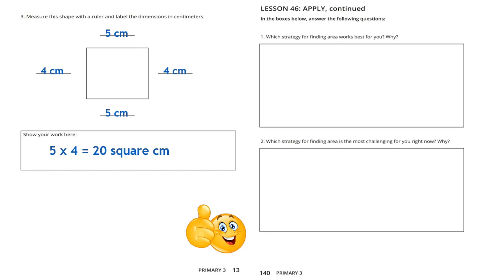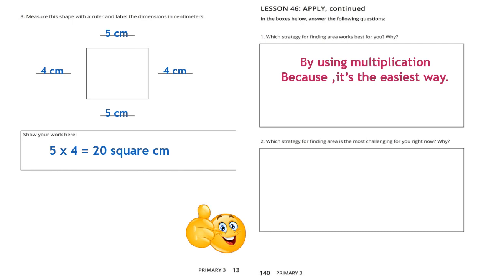Which strategy of finding area works the best for you? Okay, and why? We said before, we can count, or we can use repeated addition, or we can use multiplication. For me, I prefer multiplication because it's the easiest way for me, and you can write anything you want. Number 2, which strategy for finding area is the most challenging for you? You can write if you want, or if you don't have any challenging strategy, you can leave it empty as it is.